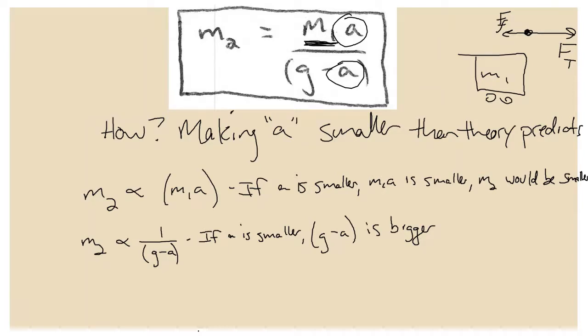And here's the deal. If the acceleration being smaller means G minus A would be bigger, since G minus A is inversely proportional to M2, that means M2 would be smaller also. And so the acceleration being smaller on both accounts, both spots where the acceleration is in the equation, the A being smaller would make the measurement of M2 smaller.